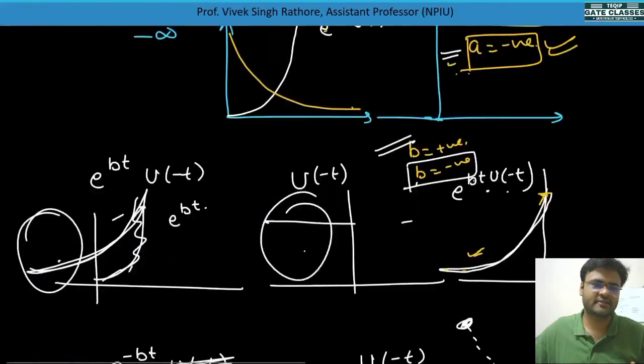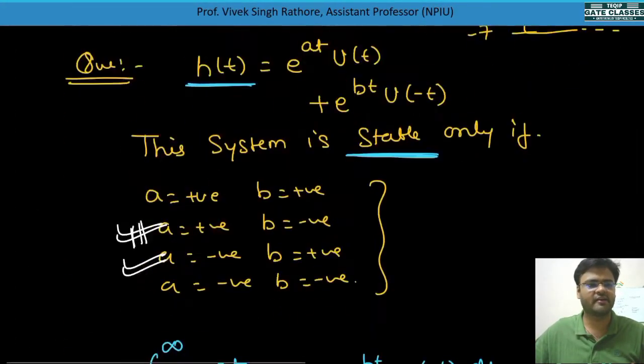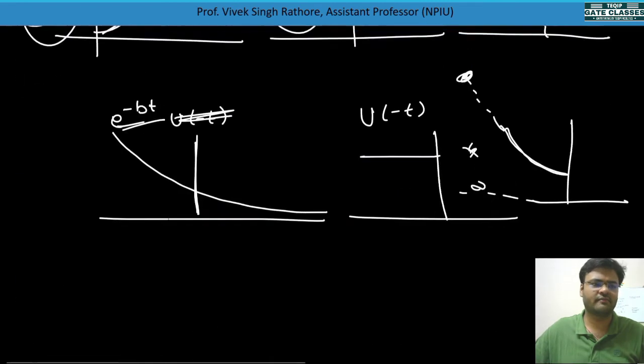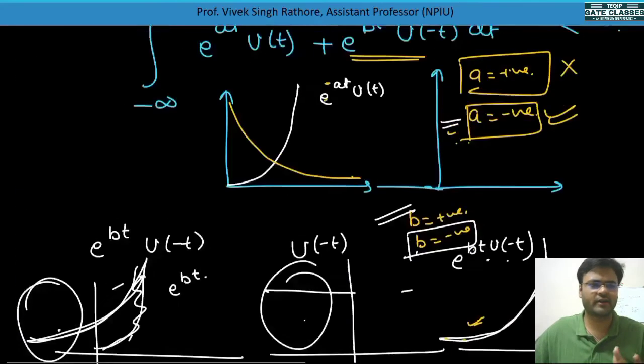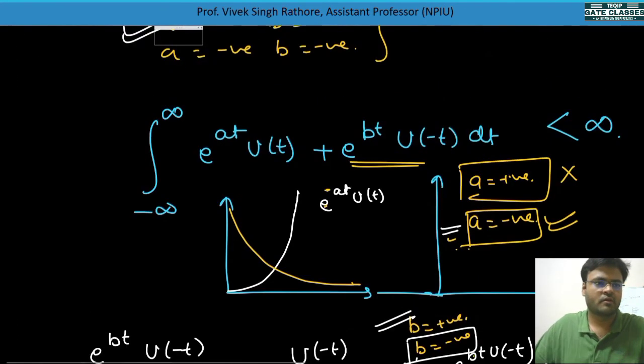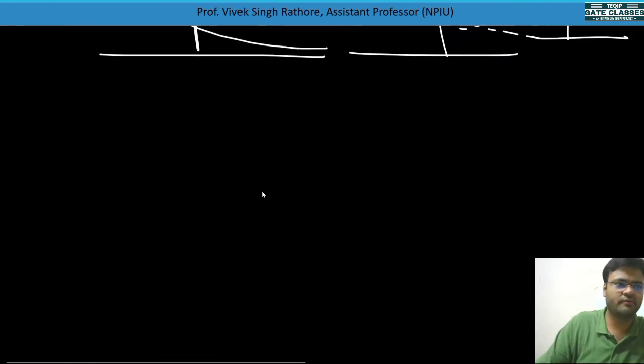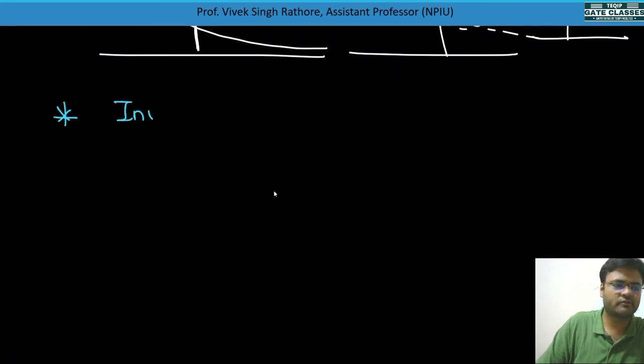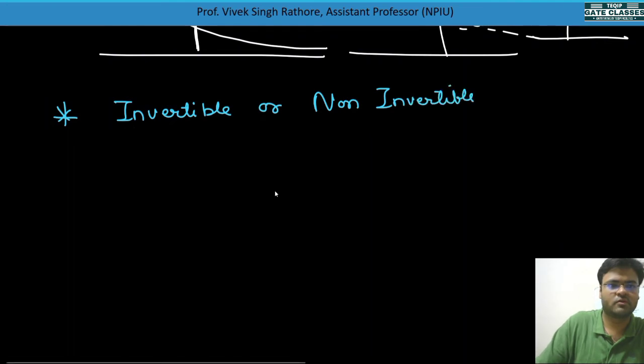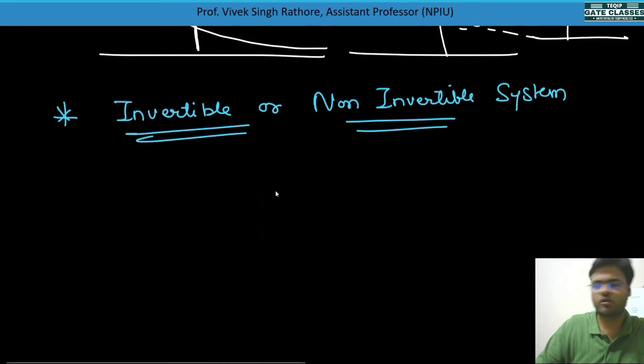So like this, questions are asked, and if you know how to plot the graph, it is very easy to plot, and you can get your answers very quickly. Okay, so next we'll see how, by observing the impulse response, we can check whether a system is invertible or non-invertible.